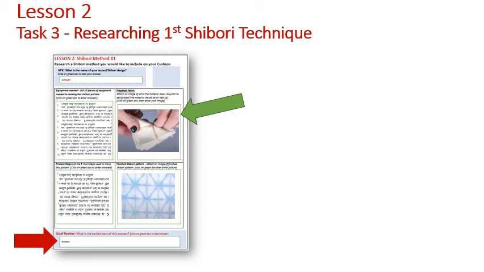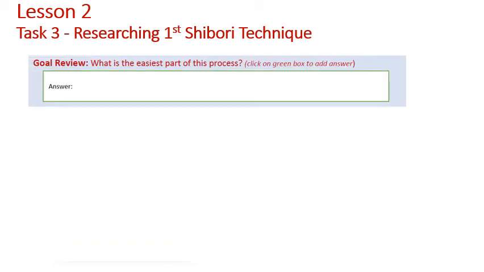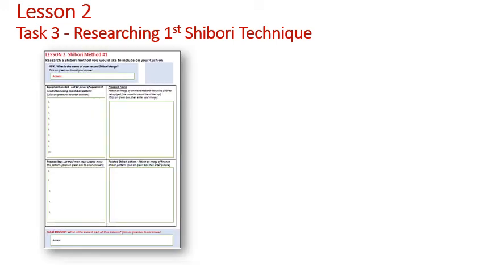Very good. Now there's one more area. This is the third area. There's always a third area, and it's the goal review. Let's have a closer look. What is the easiest part of this process? There's some difficult areas, there's some easier areas. After looking at your video and writing all the information out, what's the easiest part of this particular process you've chosen? Click on the green box and enter your information.